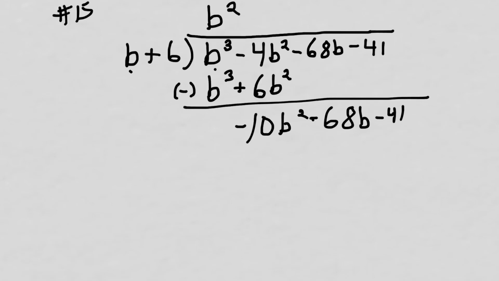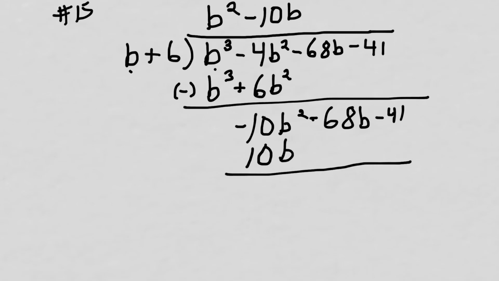All right, again, we're going to set up our pivot. What do I have to multiply b by to get negative 10b squared? The answer is minus 10b. That's our pivot. All right, let's multiply this. B squared times b is going to give us negative 10b squared. All right, see what I did there? Negative 10b times b is going to give us negative 10b squared. But I have to multiply it by both. Negative 10b times 6 is going to give us minus 60b.